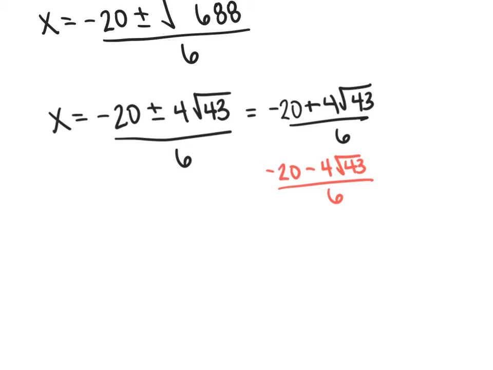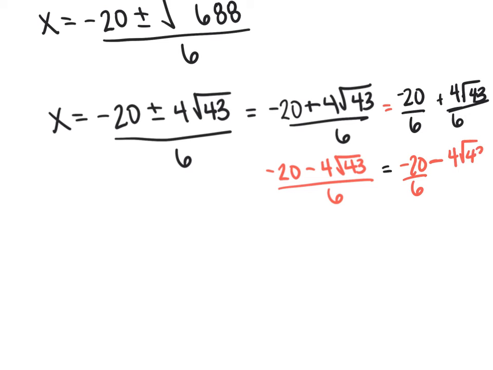And we can break each one of these problems up into their parts. And it looks like this. Negative 20 over 6 plus 4 square roots of 43 over 6. And down here it is negative 20 over 6 minus 4 square roots of 43 over 6.